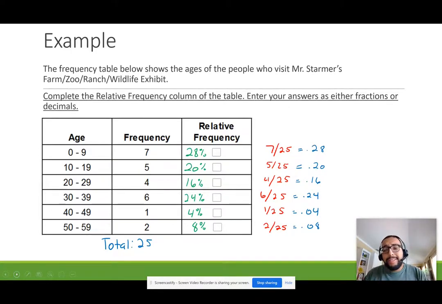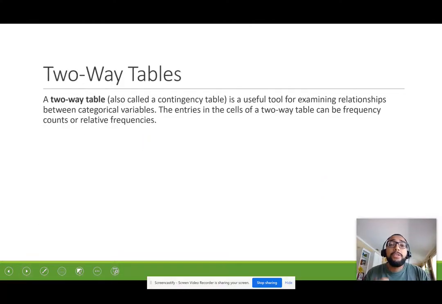Either way, it really depends. It doesn't really matter, honestly. So that is a relative frequency table. And let's look at the next thing, which is a two-way table. You may also hear it called a contingency table. It's just vocab. Two-way table, contingency table, those are the same thing.